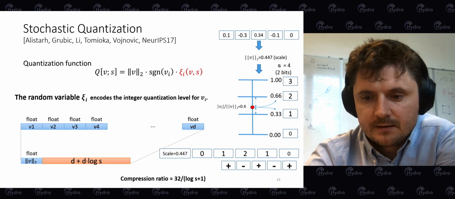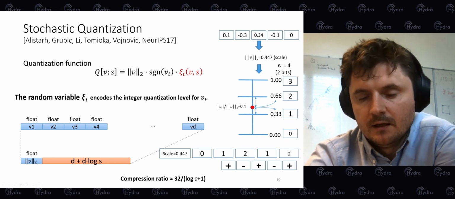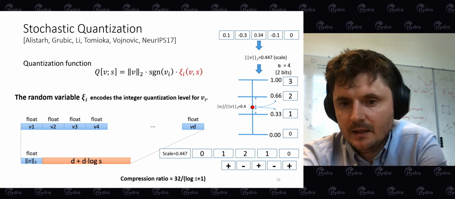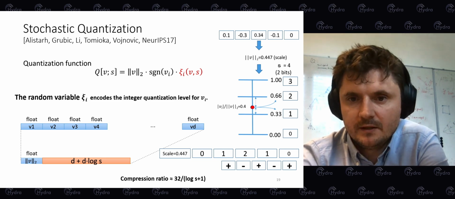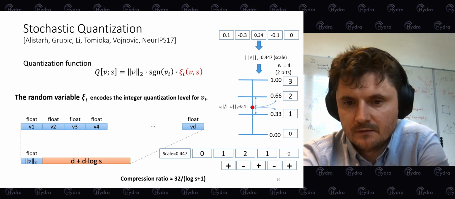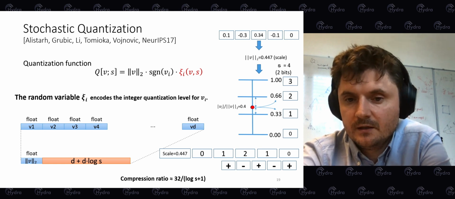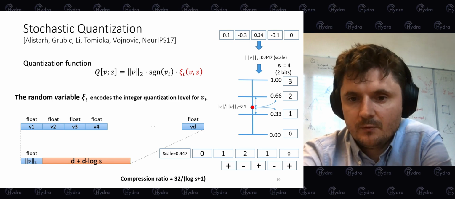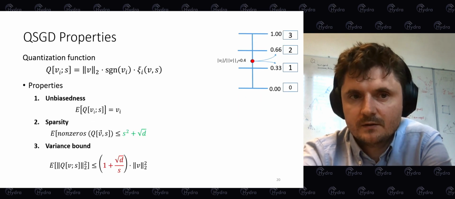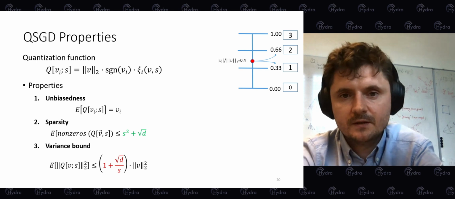Okay, so basically my compression ratio is 32 over log s plus 1. Notice that this will be similar to that of 1-bit SGD if I only use two quantization levels, but it will be worse if I use more. So now the question is, why would I use more? And this is what the QSGD properties tell us.